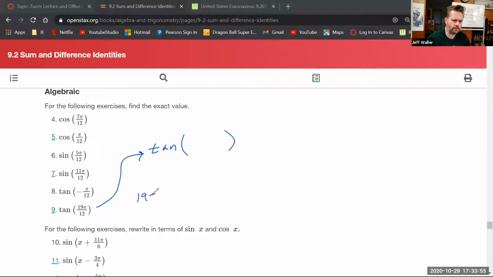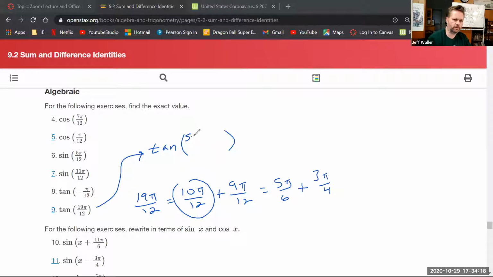So I want to break up 19 pi over 12. One thing to realize real quick. Okay, so you did 10 pi over 12 plus 9 pi over 12. That looks good because that would be 5 pi over 6, which is related to a reference angle I know. And this would be 3 pi over 4, so that's a good choice. I have a feeling that your question is really, which identity do we use, right? I'll bet you anything.